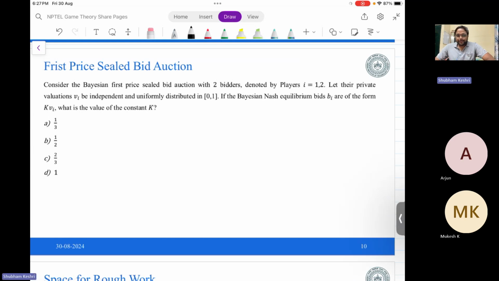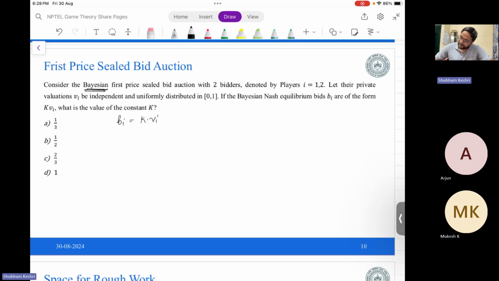So what we have over here is, it is saying that the bids Bi are of the form K times Vi. Okay, so can you tell me why we are stating that it is a Bayesian first price sealed bid auction? Why is this term there, Bayesian? Any idea? That's because the valuation is uncertain. The valuation of the players is uncertain. It is not known to each other.